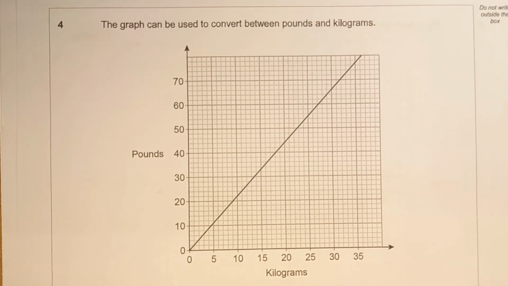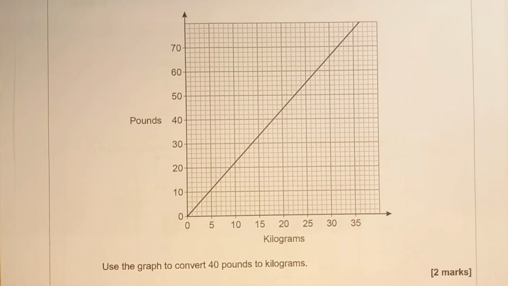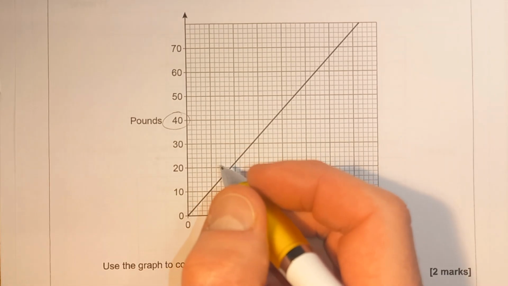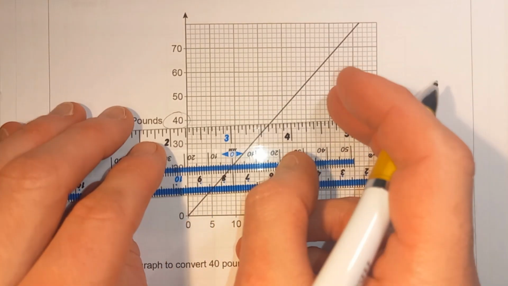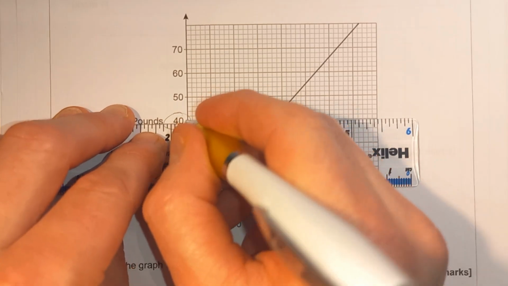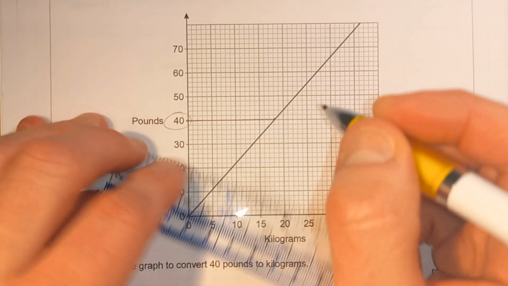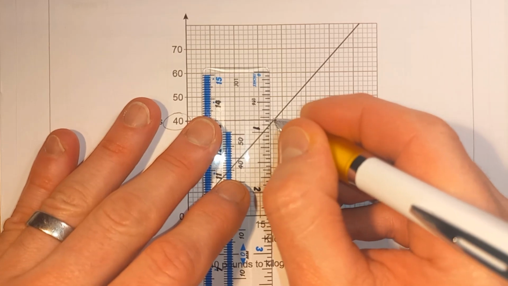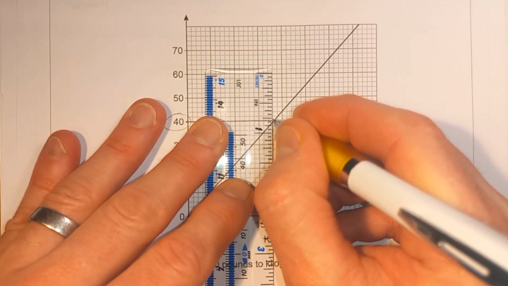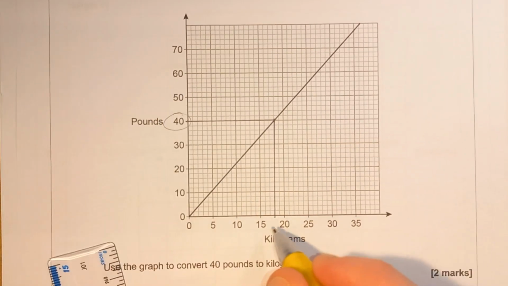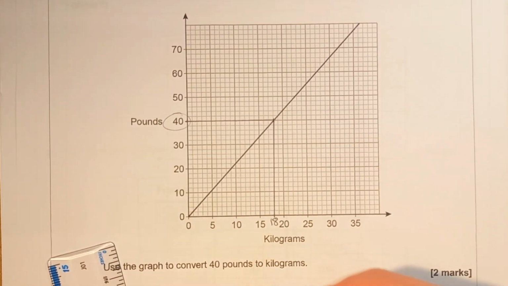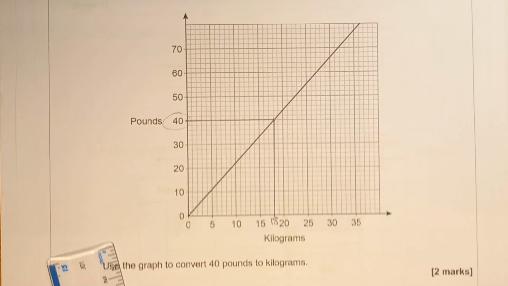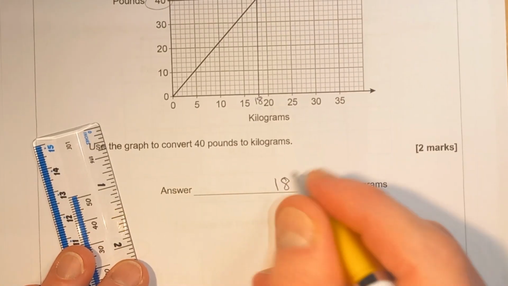Question 4. The graph can be used to convert between pounds and kilograms. Use the graph to convert 40 pounds to kilograms. So we'd find our 40 pounds, draw a line across. Where it hits the graph, we then draw a line down. And that's coming out at 18 kilograms. So we can put that on the answer line.